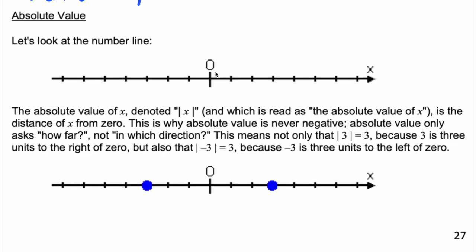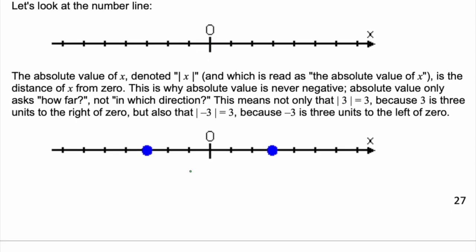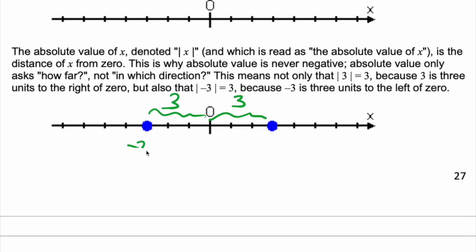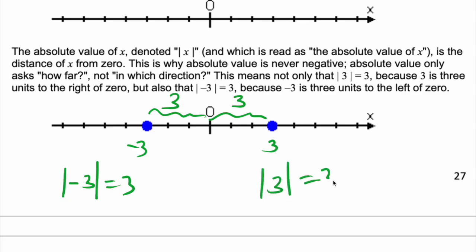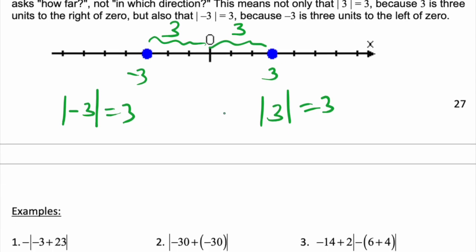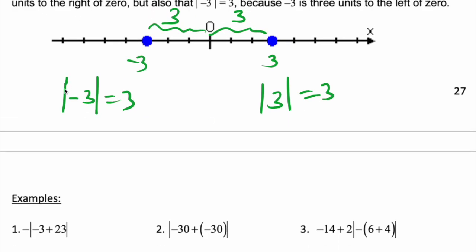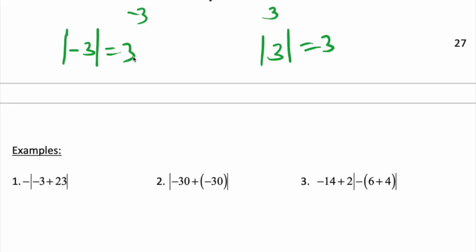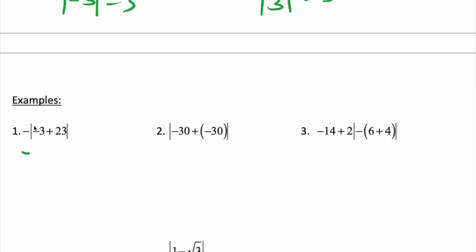Absolute value is graphically defined as the distance away from 0. So you can see this distance away from 0 is 3. This distance is 3, okay? But that's negative 3, and this is positive 3, so this is the symbol. Absolute value negative 3 equals 3. Absolute value of 3 equals 3. This is the distance away from 0. Okay. Another way to think of it is absolute value always returns a positive answer when you do it. Okay, so this is the absolute value symbol.